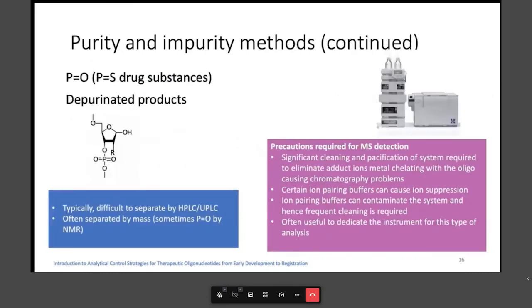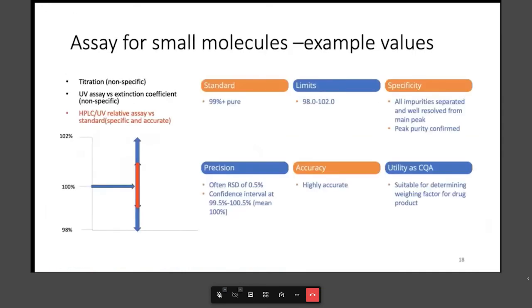This slide really identifies the fact that we are also in the business of measuring by mass spectrometry certain impurities that come under the main peak. I'm going to just finish very quickly on assay. We can do titrations, which are non-specific, we can do UV assays, but for HPLC assays, we have a challenge. Standard is norm for small molecules. The standard is 99% pure, limits to 98 to 102, and we have very good specificity. Precision will give us an RSD of 0.5, which means it's highly accurate and it's great utility.